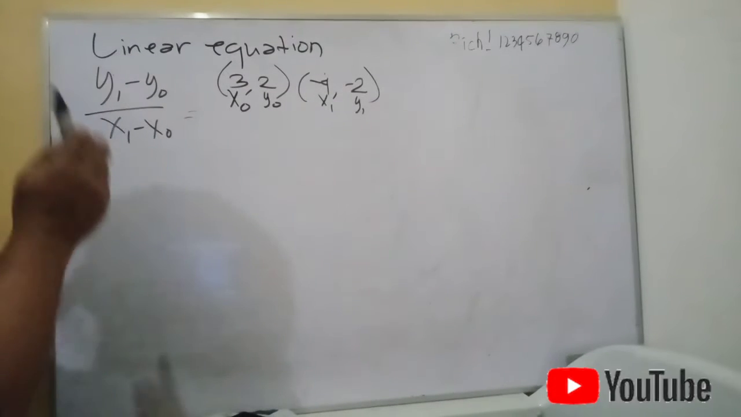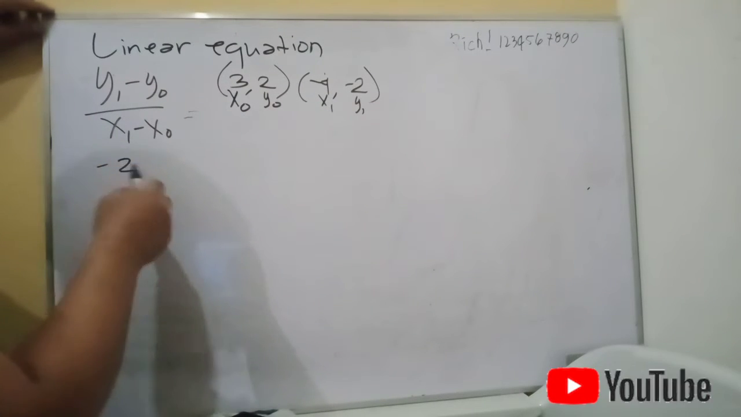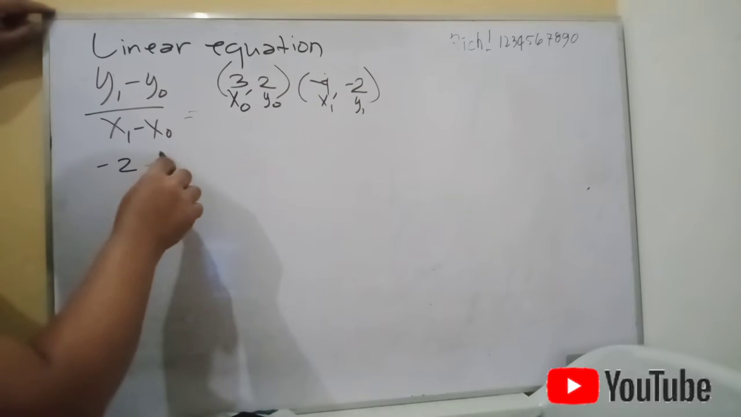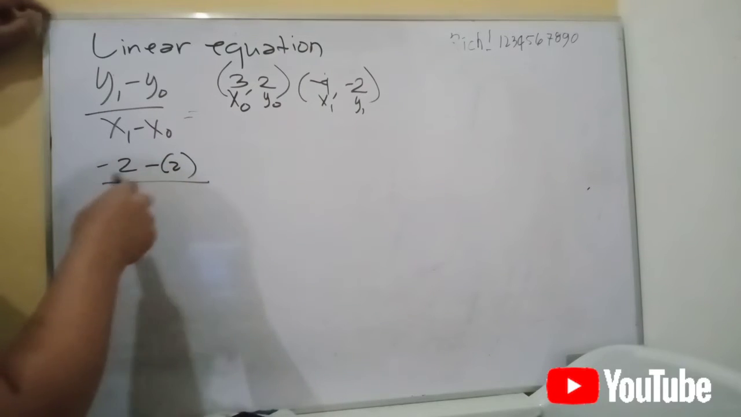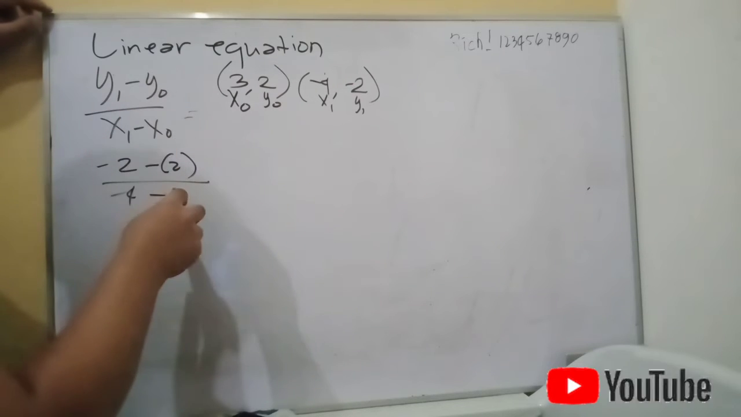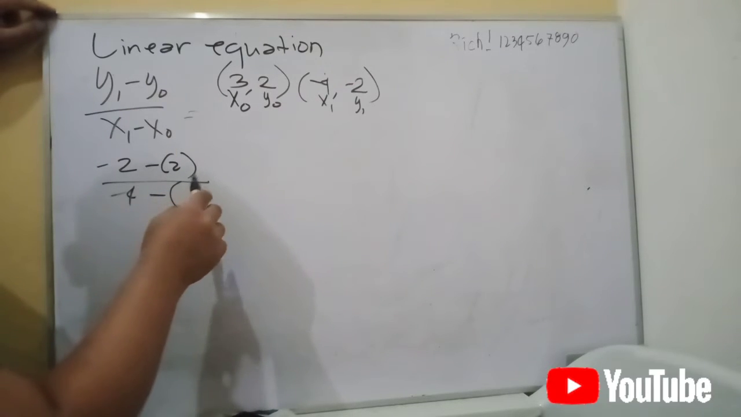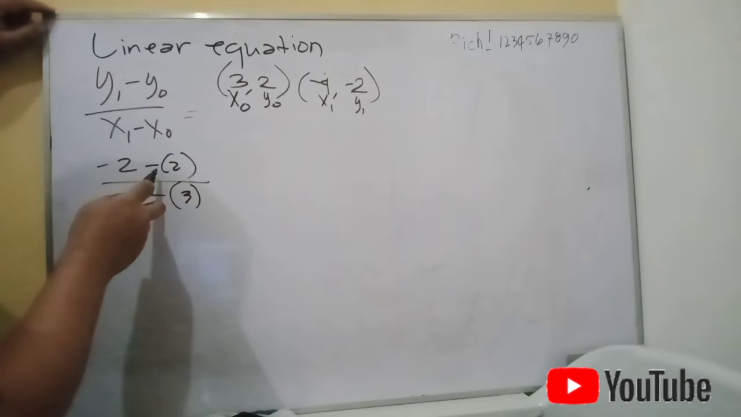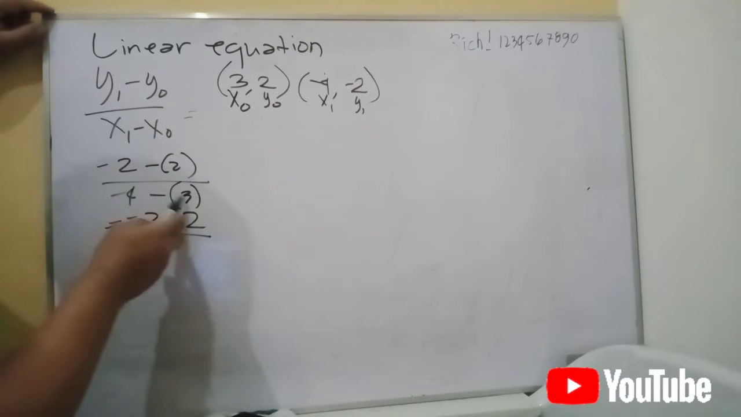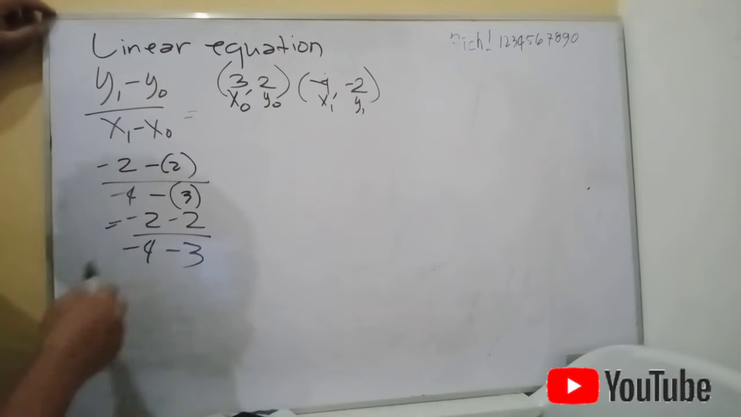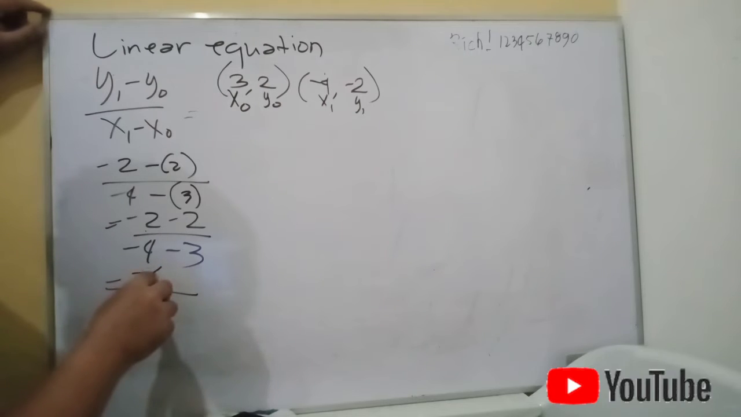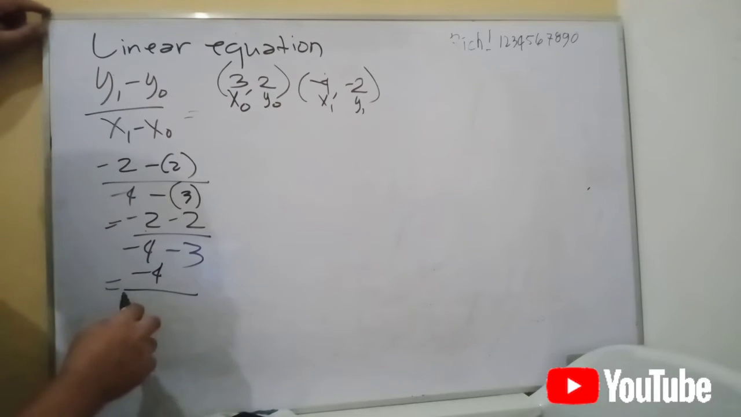So substitute. What is y sub 1? That is negative 2, and then what is y sub 0? That is 2. So negative 2 minus 2 over x sub 1, that is negative 4, minus x sub 0, that's 3. So negative 2 minus 2 is negative 4, and negative 4 minus 3 is negative 7.